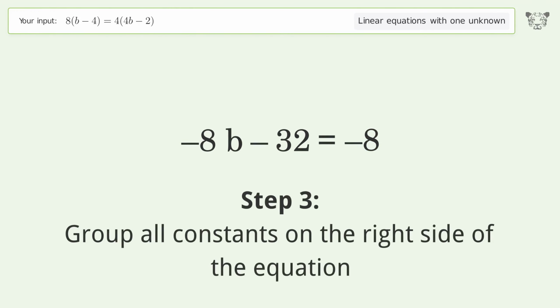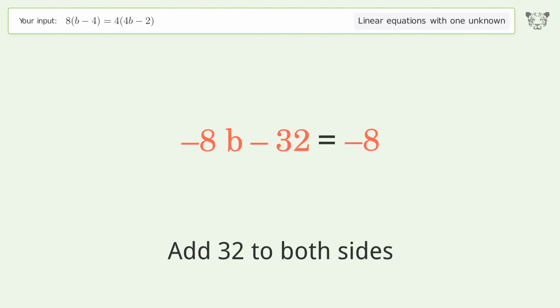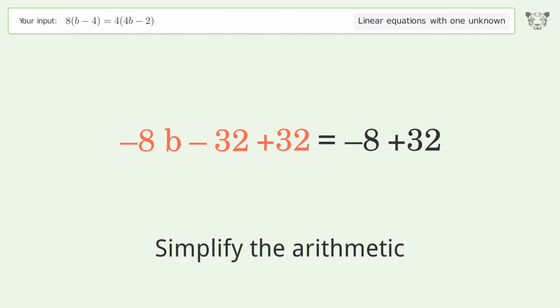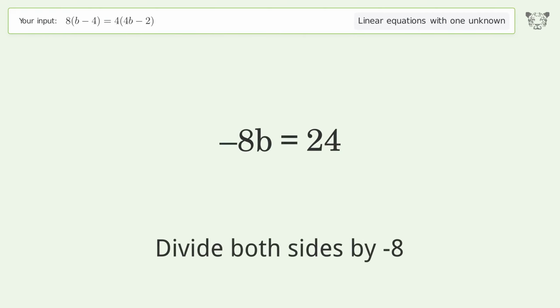Group all constants on the right side of the equation. Add 32 to both sides. Simplify the arithmetic. Isolate the b. Divide both sides by -8.